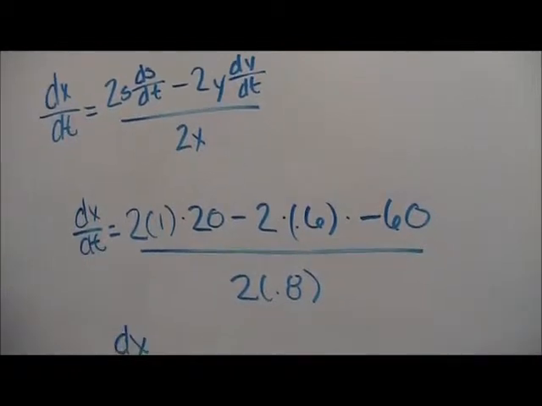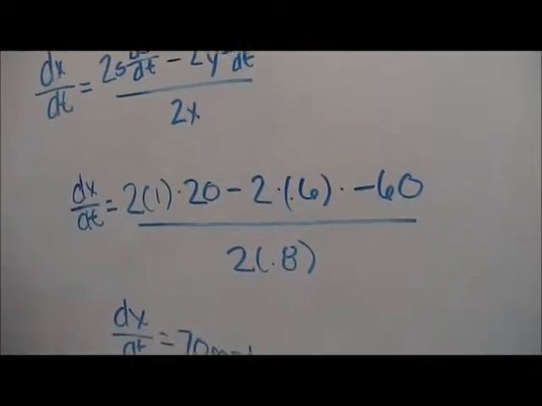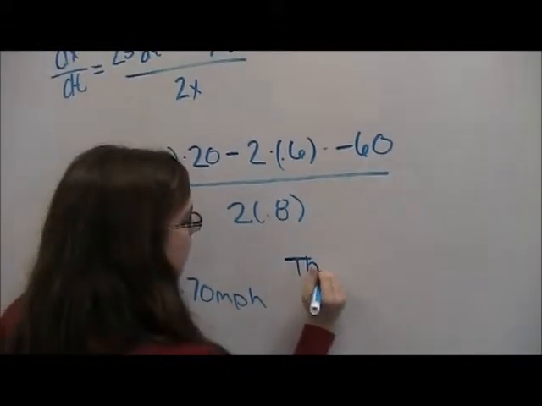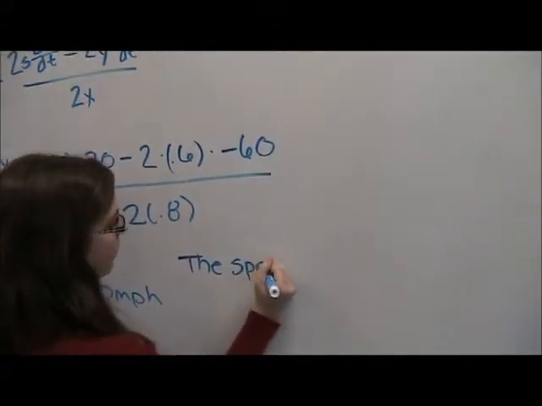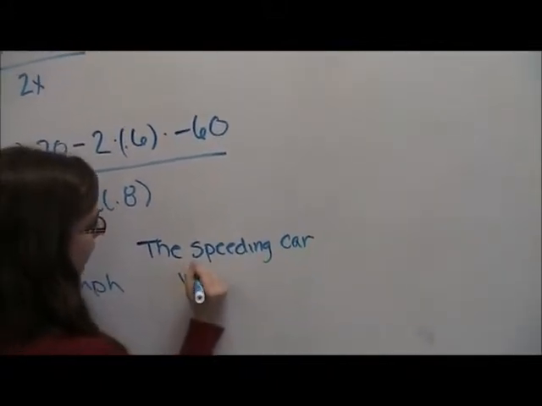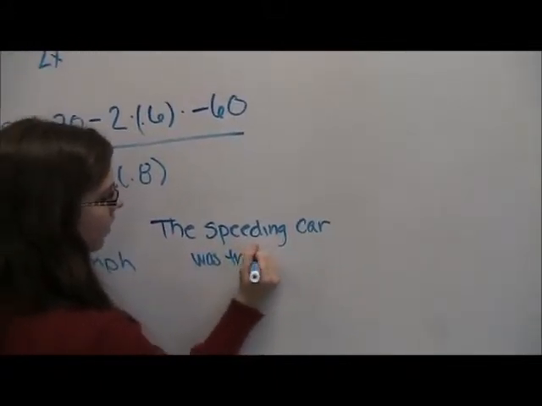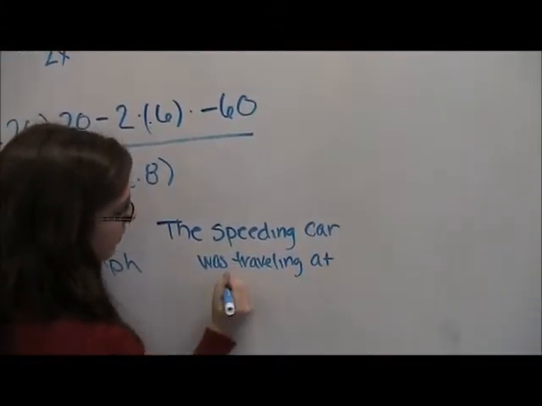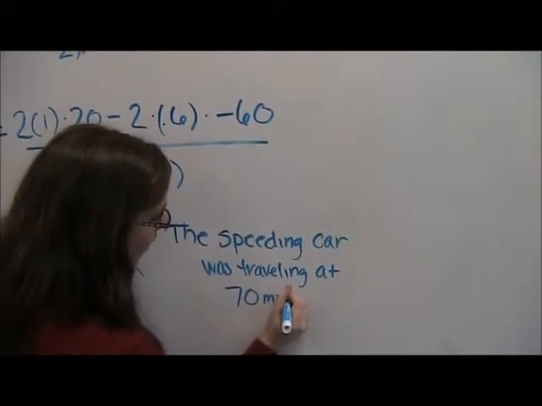And once you solve, dx/dt equals 70 miles per hour. And then you can interpret, and the speeding car was traveling at 70 miles per hour.